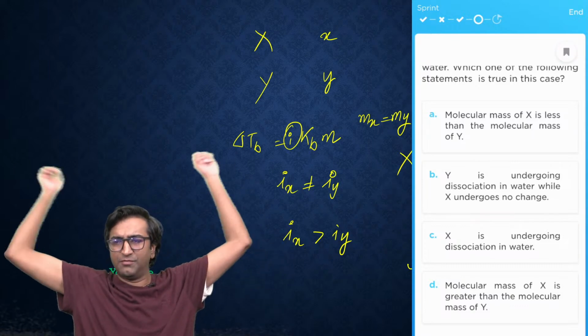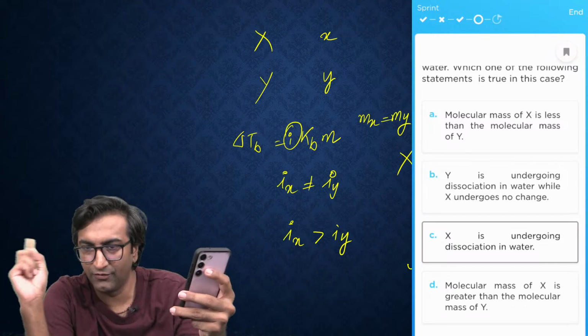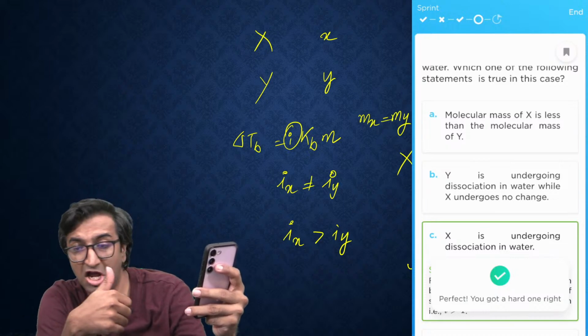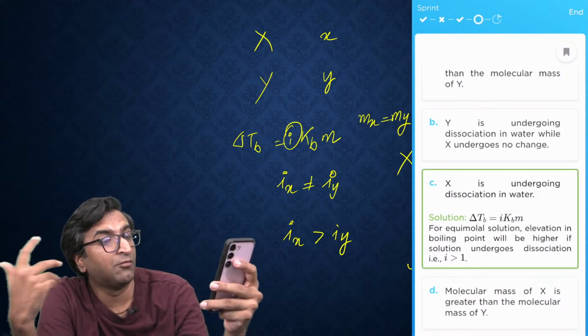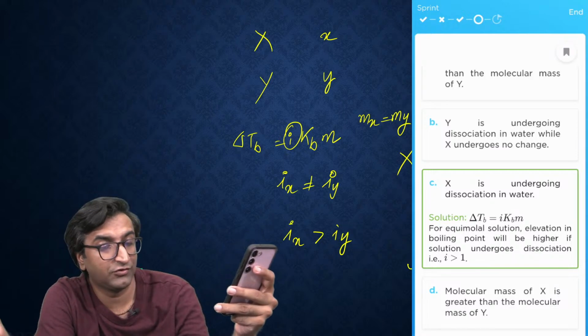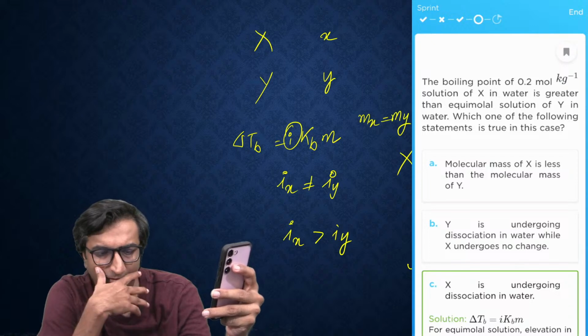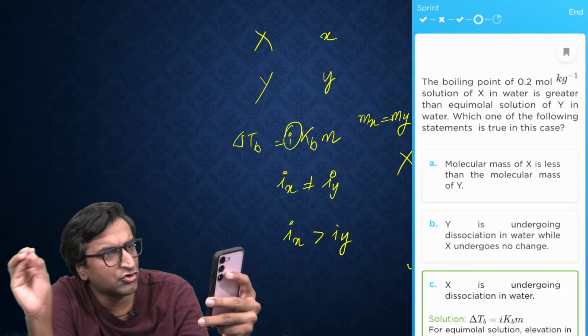What do you think? I think it should be C. Shall we look at the answer? Let's see. X is undergoing dissociation. I've told you why, I explained in detail. Yo, you got a hard one right. All right, great. For equimolar solutions, elevation in boiling point will be higher if the solution undergoes dissociation. You understand the question? Okay, I'll repeat. Pink, it says the boiling point of 0.2 molar solution of X in water.